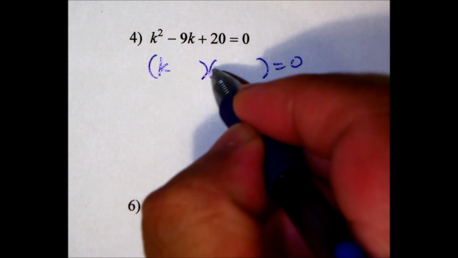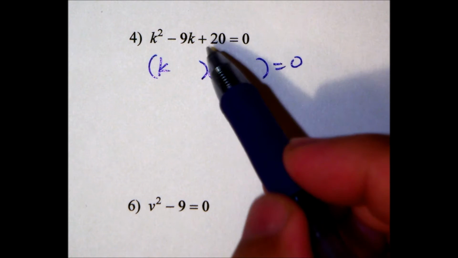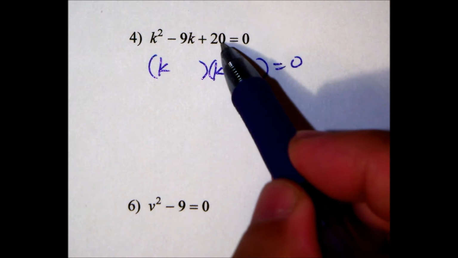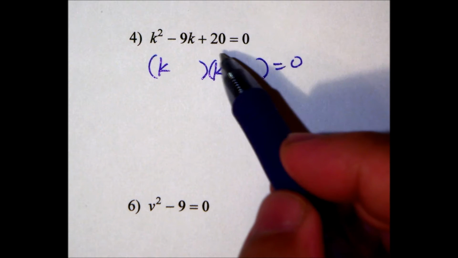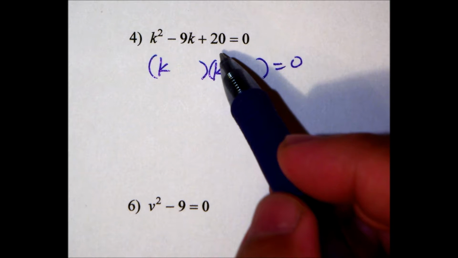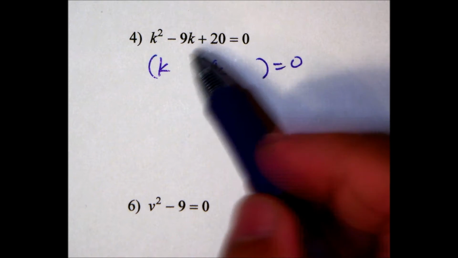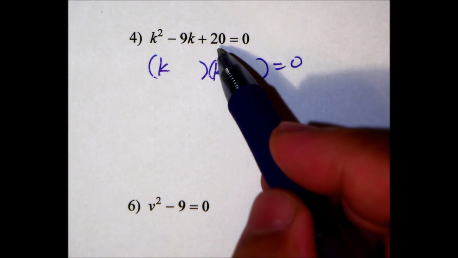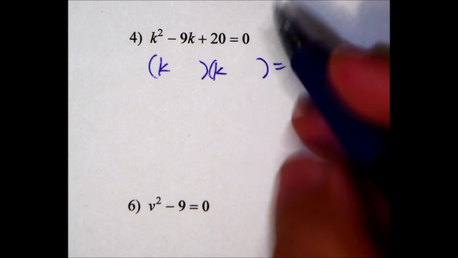Here, k squared is k and k. What are the factors of 20? And this time they're going to add to make 9. What are the factors of 20 that add to make 9? Well, 10 times 2 is 20, but 10 plus 2 is not 9, so something else. 4 times 5. 4 times 5 is 20, and 4 plus 5 is 9.